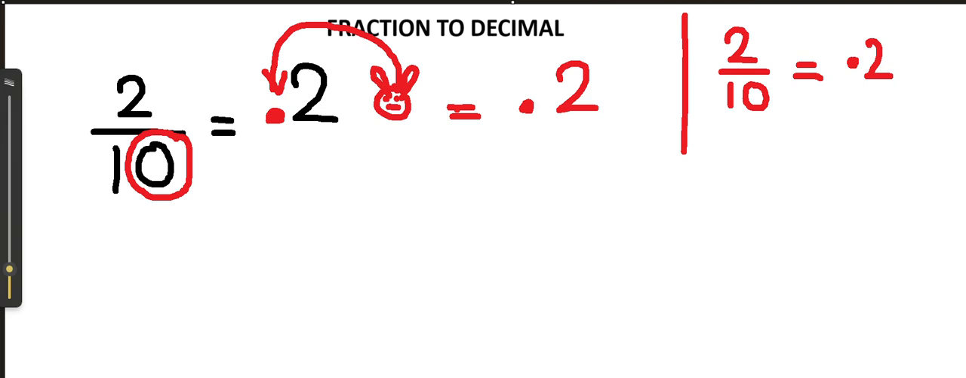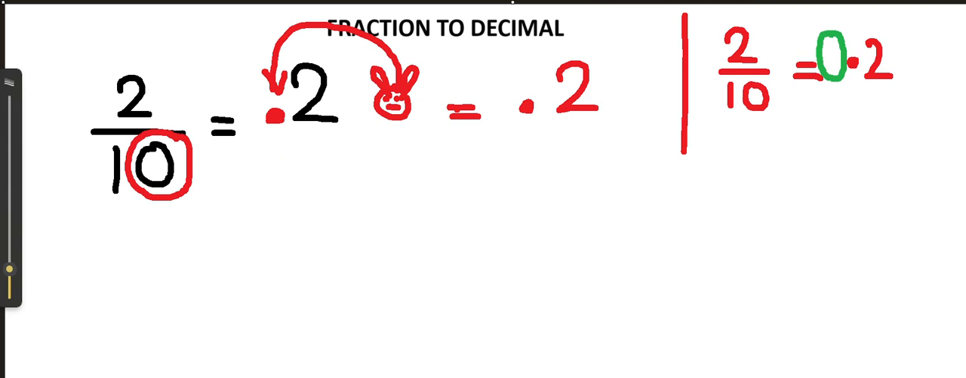Or you can also say it 0.2. When there is no number in front of a decimal, we can write a 0 in front of it. So the answer is going to be 0.2 or .2, anything.